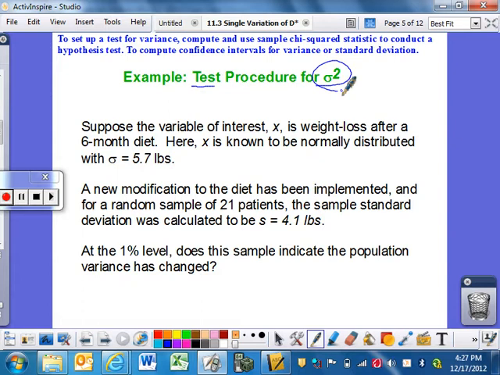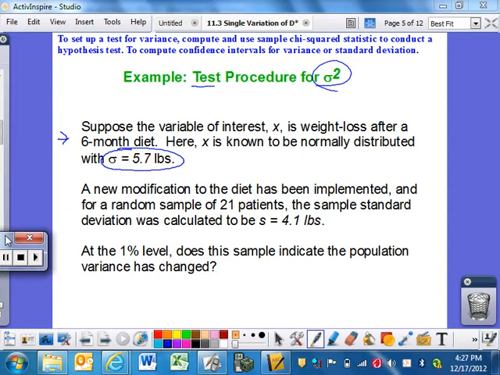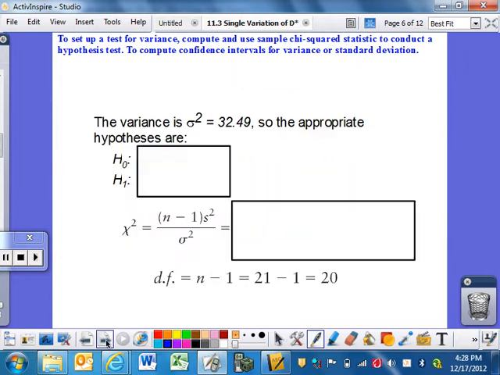So they're going to give you this type of scenario. Suppose the variable of interest is weight loss after a 6-month diet. Notice they give you a standard deviation, 5.7. Okay, so that is your sigma. That's known to be happening throughout time, or however you want to look at it. The new modification, the new diet that's implemented, took a sample of 21 people, and they have a new standard deviation of 4.1. So now at the 1% level, does this indicate the sample variance has changed? So that's what you're going to test.